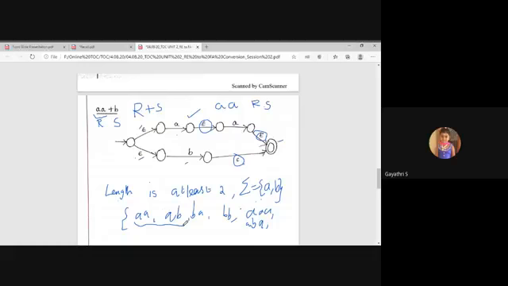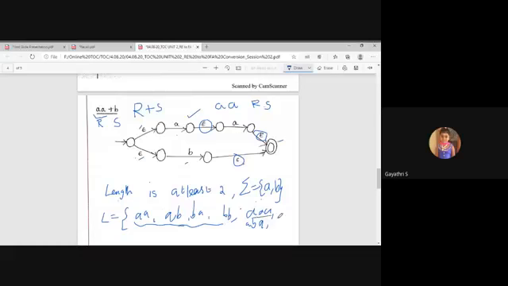So this becomes an infinite language. This is an example of an infinite language, starting with AA, AB, BB, BA, which are the strings of length 2. Then AAA, ABA, length 3, length 4, length 5, length n, all accepted. What is the regular expression?